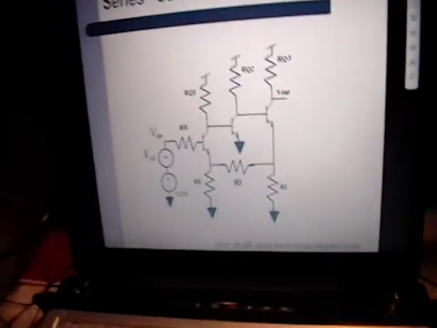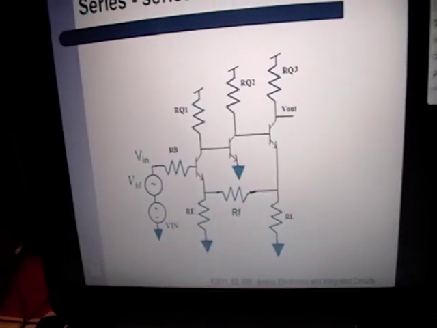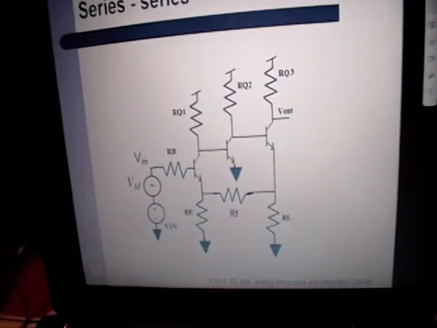Okay, so that's all the terms we'll go through right now, and on Monday we'll start with the analysis of feedback circuits.